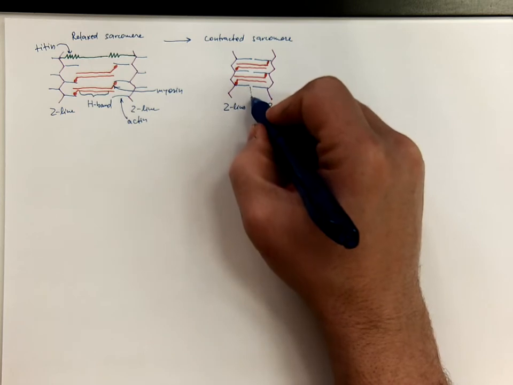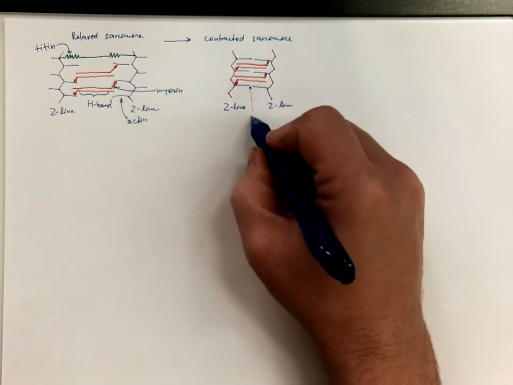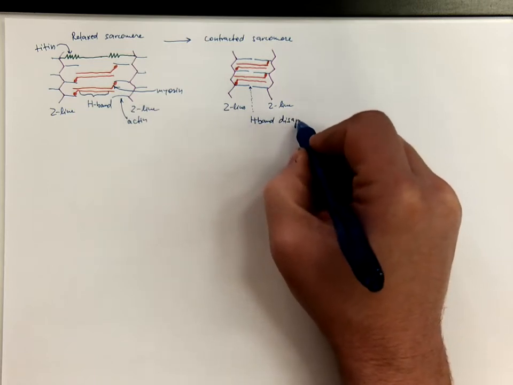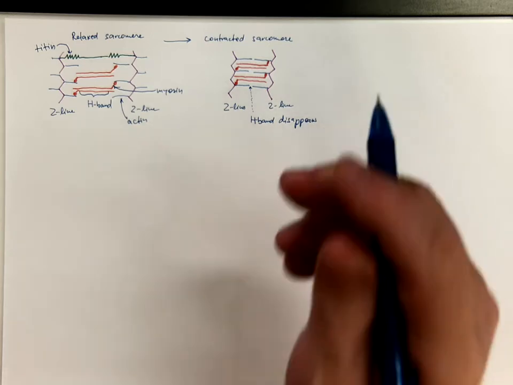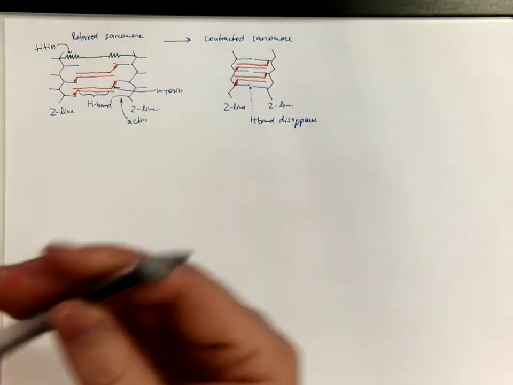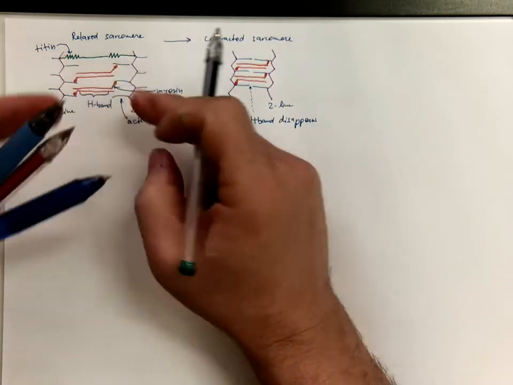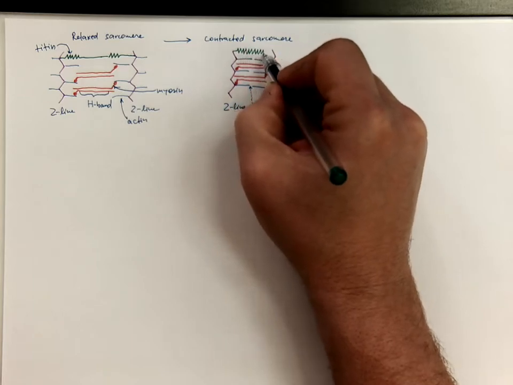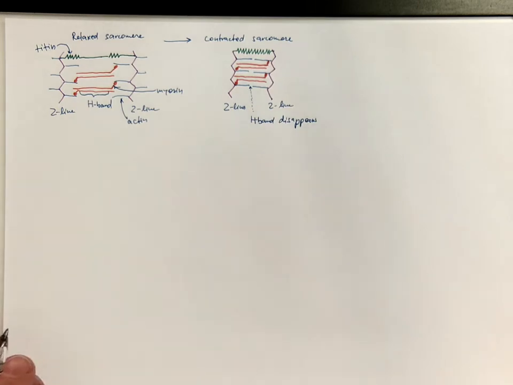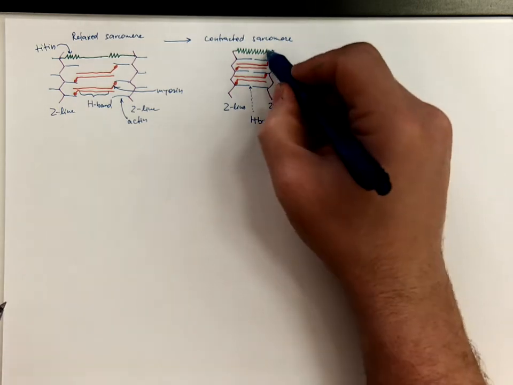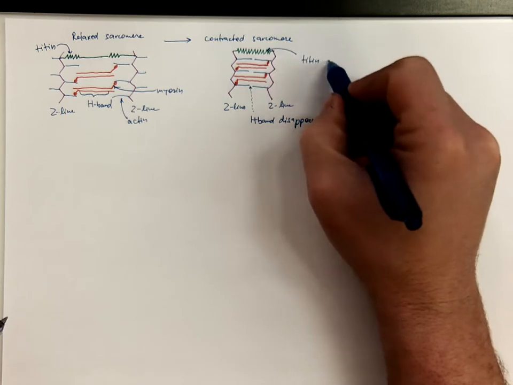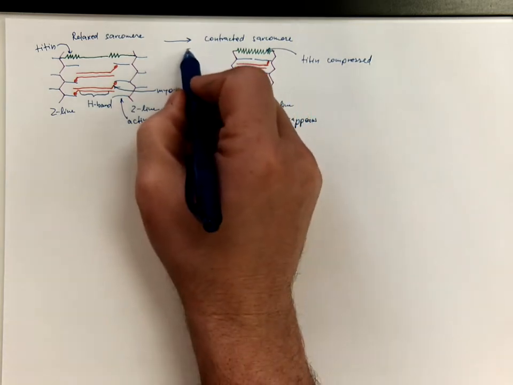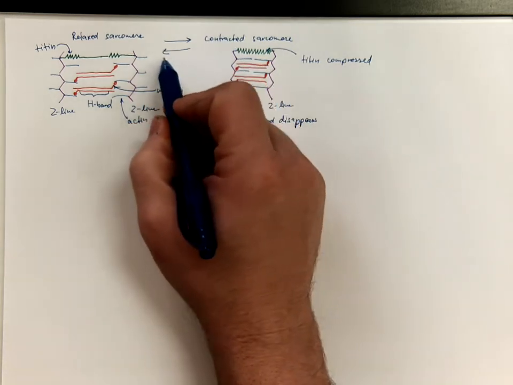The H band that used to be here narrows or completely disappears. And what happened to the titin? The titin became compressed, like a compressed spring. And titin compressed helps in a reversal process called relaxation.